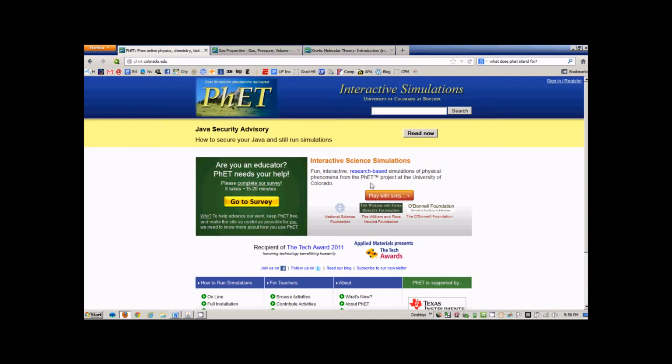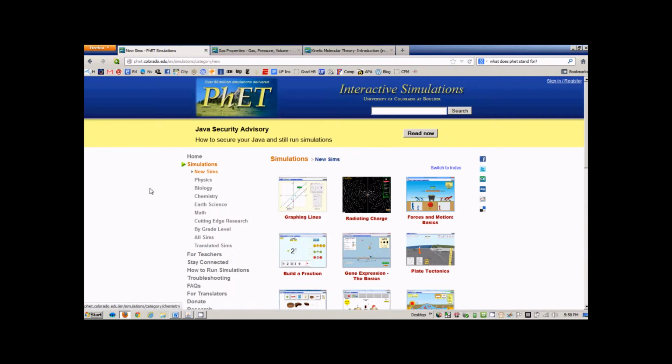Once you click on Play with Sims, you can see all the different subject areas that the simulations are under. So there's physics, biology, chemistry, earth science, math, and others listed there.